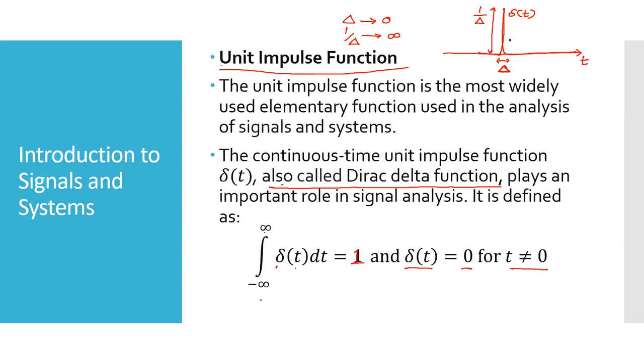But if you try to find out the area under the curve, what do you mean by area under the curve? That is height multiplied by width. So if you look at the area under the curve, then 1 upon delta into delta will always give you 1. That's why this is defined like this, with integration. Now area is always calculated using integration, right?